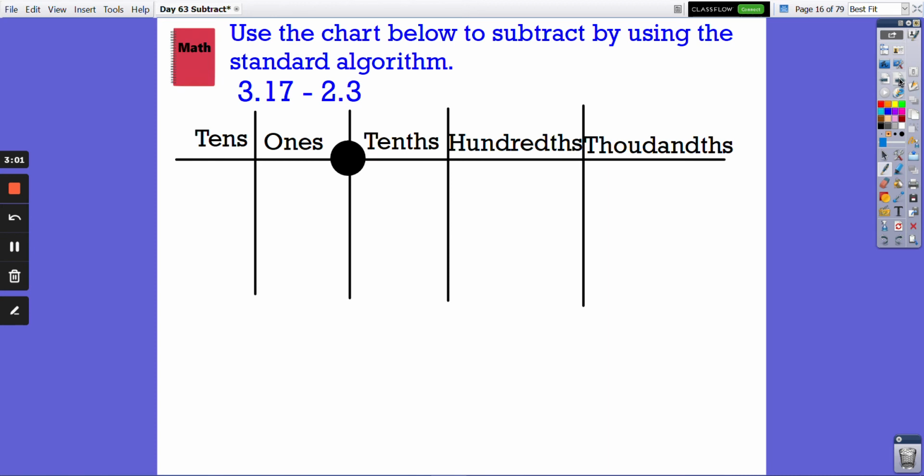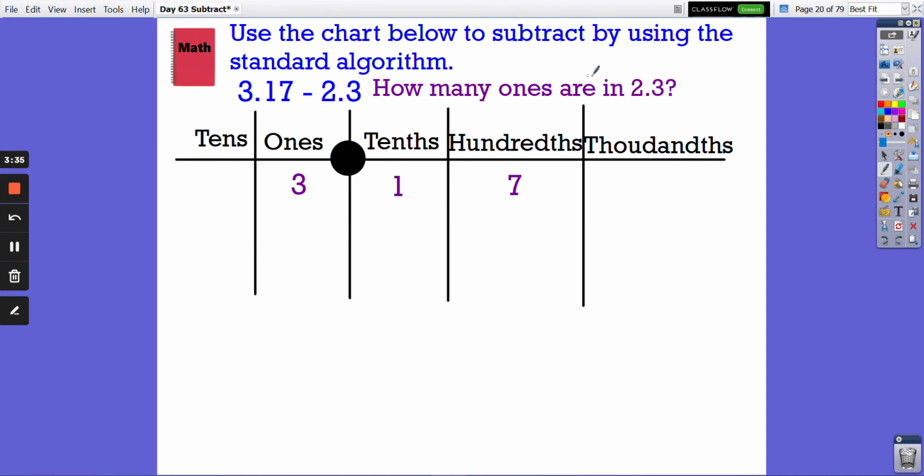Let's go to our notes. Use the chart below to subtract by using the standard algorithm. How many ones are in 3 17 hundredths? Well, there are 3. The big difference with what we're doing right now is we're just writing the number instead of drawing discs. That's the biggest difference. So I have 3 in the ones column. How many tenths are in 3 17 hundredths? Well, I have 1. Notice it here. How many hundredths are in 3 17 hundredths? Well, there's a 7 in the hundredths place, so I can write it there.